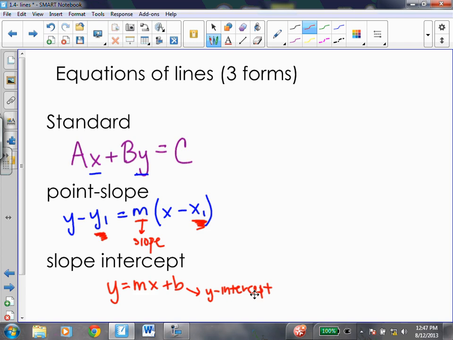Now, any one of these ways are perfectly acceptable ways to write equations of lines. So make sure that you are always referring to the directions to make sure that you are putting things in the proper form.